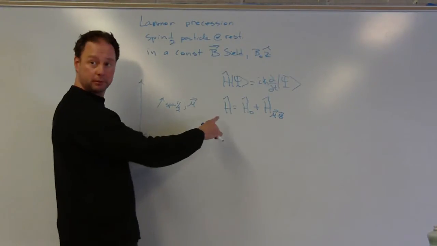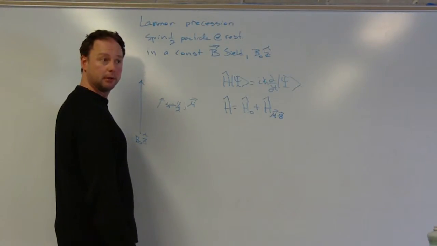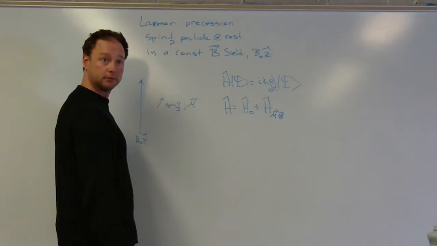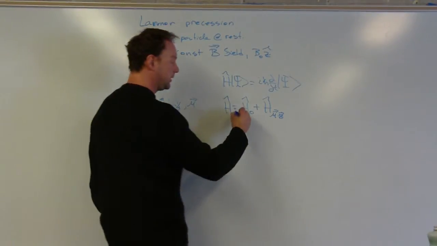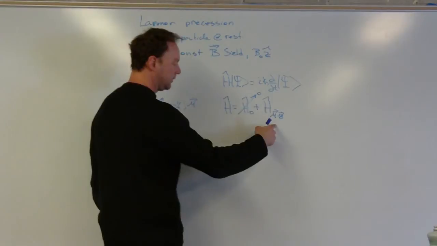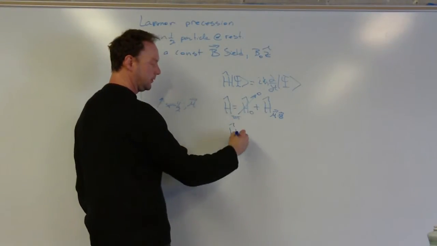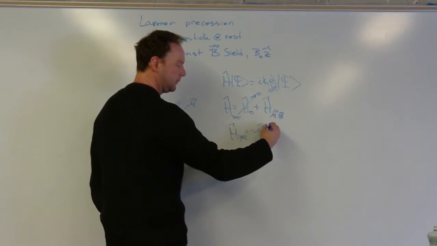But for our particular problem, what is H0, the unperturbed Hamiltonian? Zero. It's zero, because it's at rest and there's no electrical potential, no gravitational potential. So this is zero, all right? And so let's write this out explicitly. So H, if you want, put in a subscript total, H total, equals minus mu dot B.